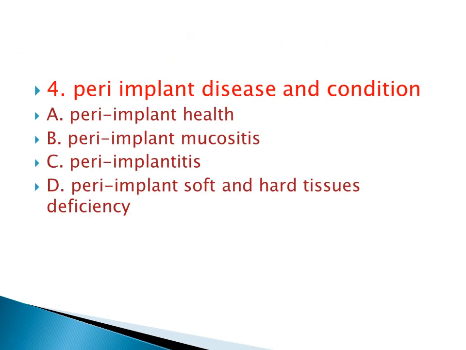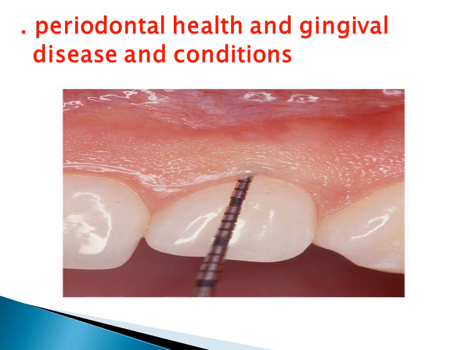Also, in this classification system, a major change was introduced as there was a classification of peri-implant diseases and conditions. It was classified into peri-implant health, peri-implant mucositis, peri-implantitis, and peri-implant soft and hard tissue deficiencies. All these points were not studied in the previous classification systems. We will start with studying periodontal health and gingival diseases and conditions.